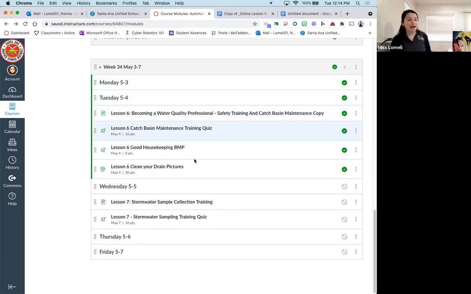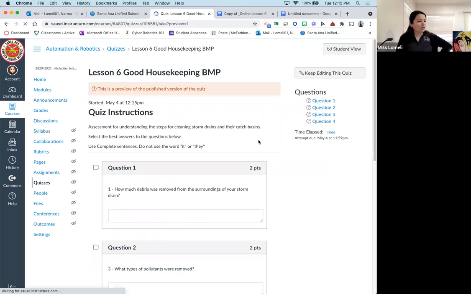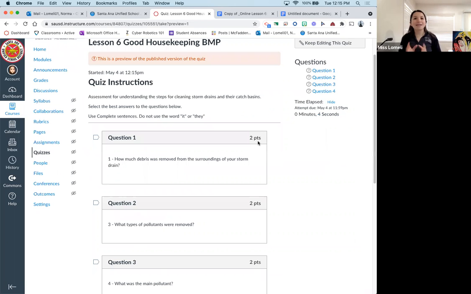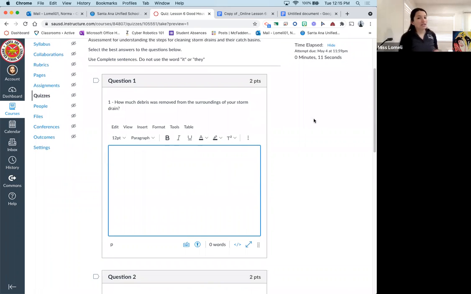After you take your walk and do your cleanup, you're going to fill out the Good Housekeeping BMP. I'll show you what that looks like right now. There are just 4 questions. You can't answer this until you go outside, so you shouldn't be looking at this right now, only on my screen, because it's going to activate and then you know what happens.